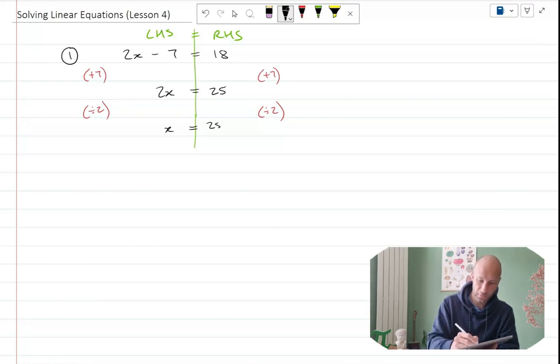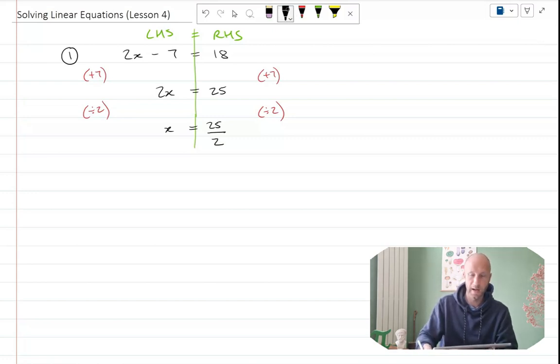When we divide, all we have to do is write it as a fraction. So if I'm dividing by 2, I just write 25 over 2. Anything I'm dividing by goes on the bottom of a fraction. Anything I'm multiplying by goes on the top. It's a simple rule to remember, but that should work quite well. And we don't need to change that.